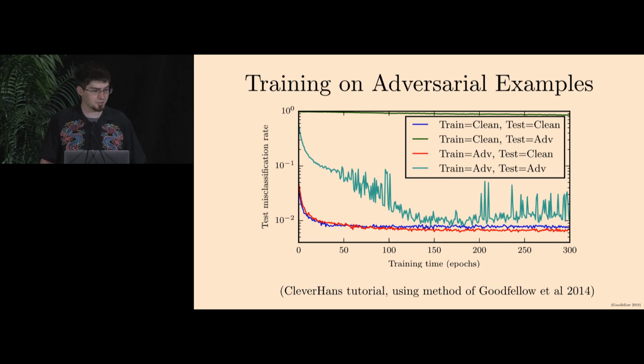And then the next curve to look at is the cyan curve. That starts off high and then decreases over time. It doesn't get quite as low as the dark blue curve, but it does get down to much smaller than the starting value. This cyan curve is what happens when we train on adversarial examples and evaluate on adversarial examples. By training on adversarial examples, we're able to become somewhat robust to them.